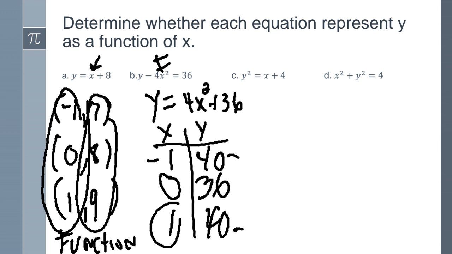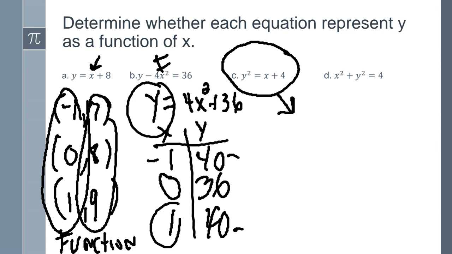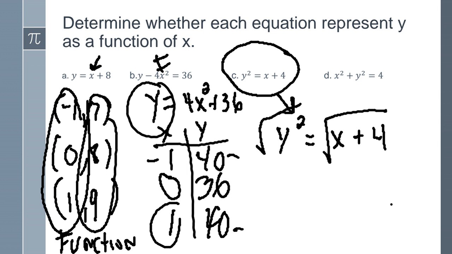Okay. But let's see what happens with this guy here. So remember earlier I said always solve for y. So that's what I did here. So if we have y squared is equal to x plus 4, then how do I solve for y? To get rid of the square, we can take the square root on both sides. The square root and the 2 will become 1, so we get y. But remember, if you take the square root, you're getting a plus or minus as your solution of the square root of x plus 4.